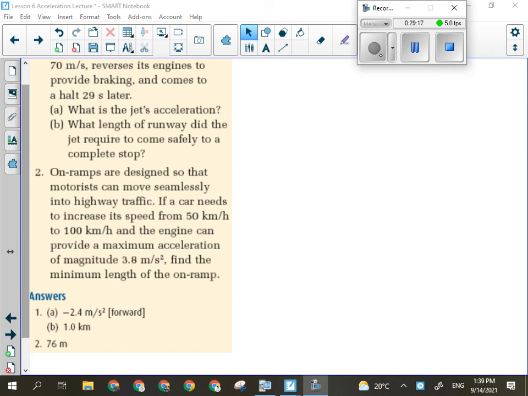Okay, so let's have a look at question number 2 here. On-ramps, which are used to merge from an overpass onto a freeway, are designed so that you can reach the speed of the highway as seamlessly as possible. Don't be like so many people who don't know how to do that. It drives me insane when I'm trying to merge and the person in front of me is going 75 and going over into traffic going 120. That's how you die, okay?